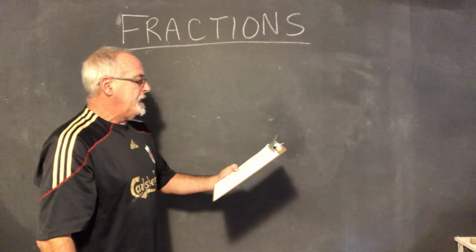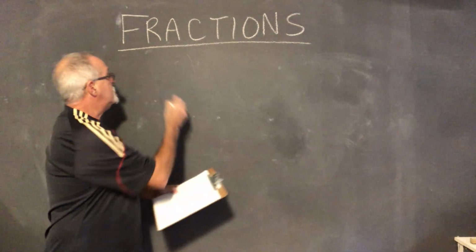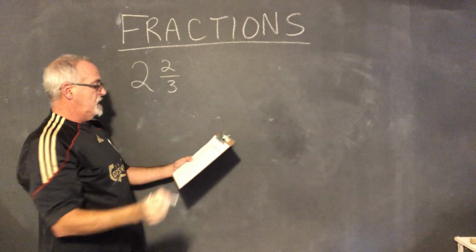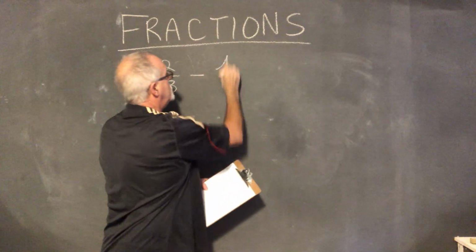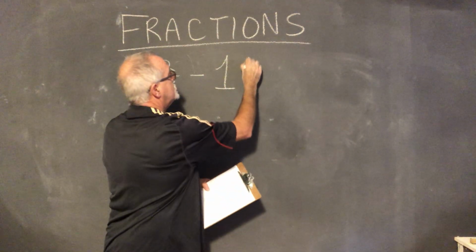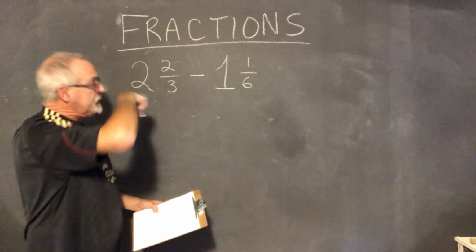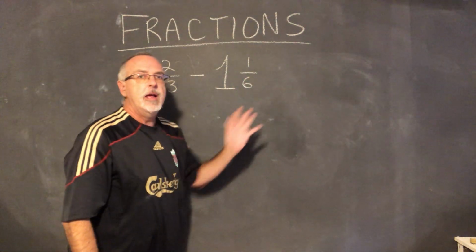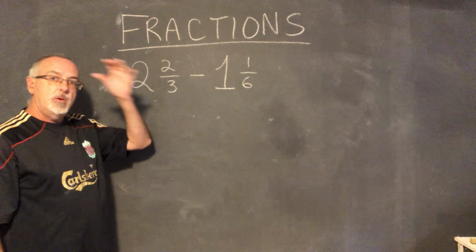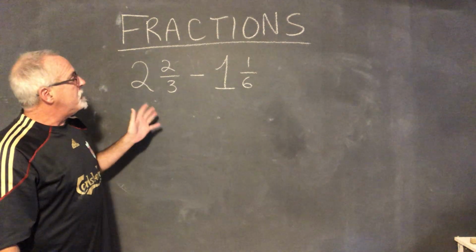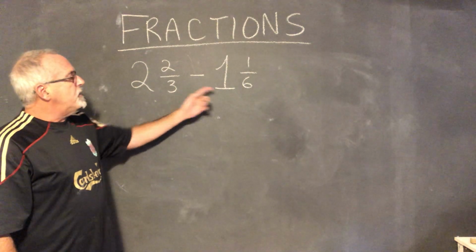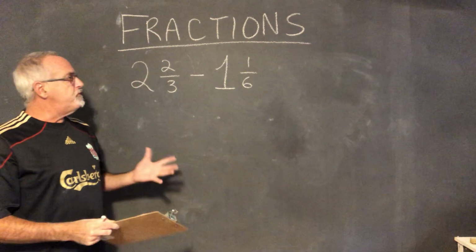Okay, the next one is 2 2/3 minus 1 1/6. So I can go into this and I can rush into it and say 2 minus 1 equals 1. And I think that I'm doing okay when I do that. I think that I'm not in trouble to do that. But no, wait. I don't have a common denominator yet. I don't want to rush this too much.